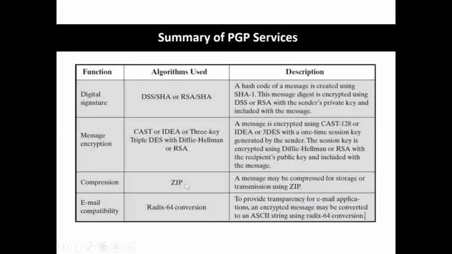Then for the compression, you're going to pass the data to the zip function. What zip will do is compress the data. For Z inverse, it's going to decompress the data. For email compatibility, we're going to use the Radix 64 version. To provide transparency for the email applications, an encrypted message may be converted into an ASCII string using Radix 64 conversion. This is the summary of the PGP services.